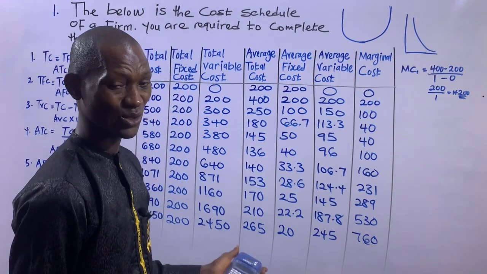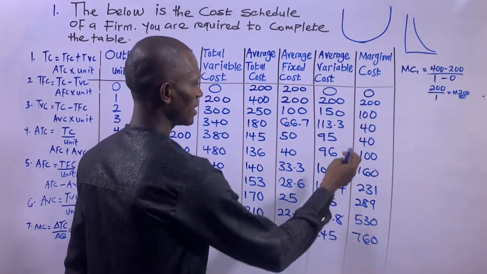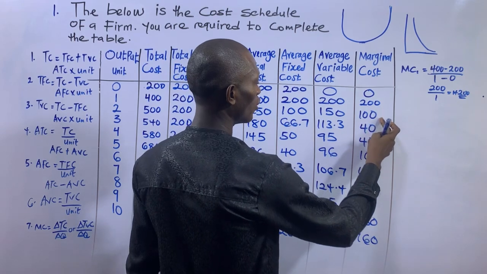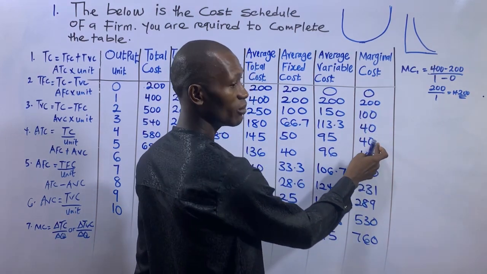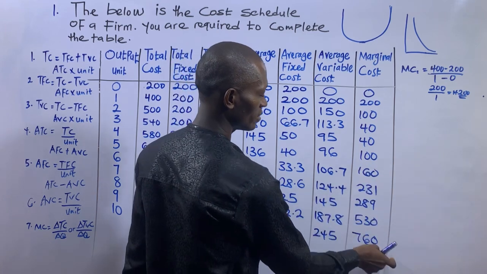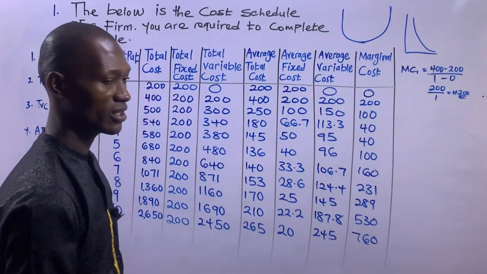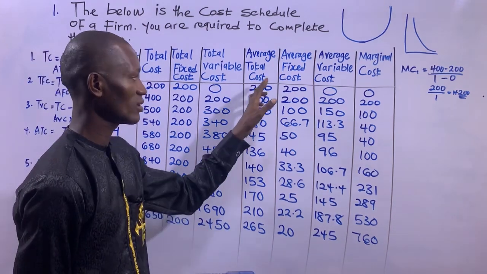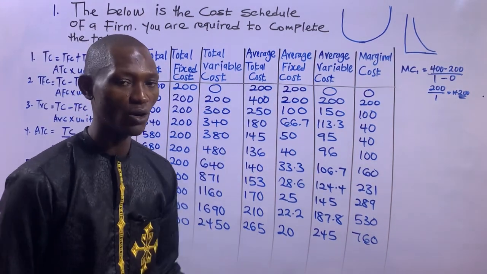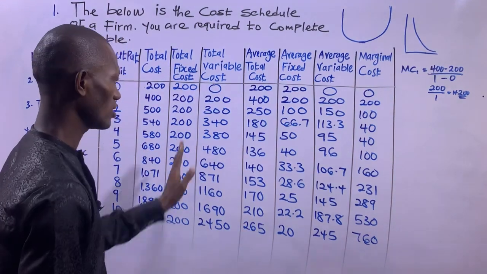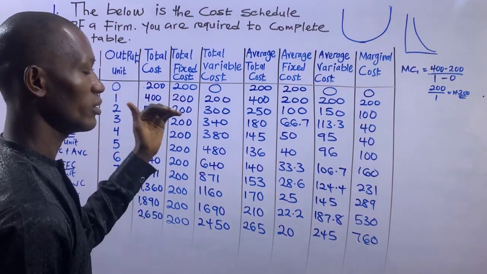The marginal cost still has a U shape, as it was very high here, then it starts falling. Then this is the minimum point of the marginal cost, after which it starts rising. So all the various cost curves are U-shaped, except the average fixed cost, which falls continuously but never equals zero. So this is the solution to question one.